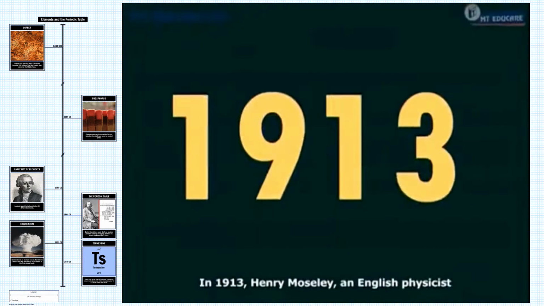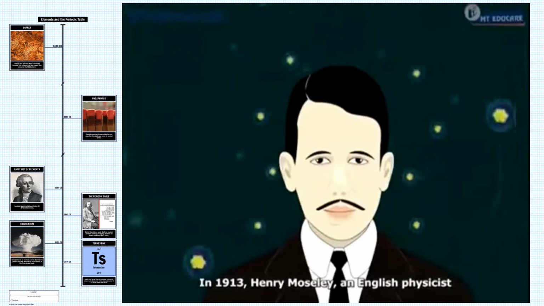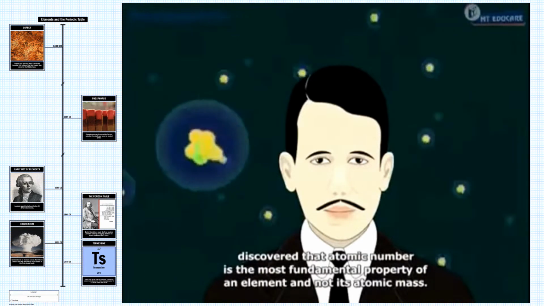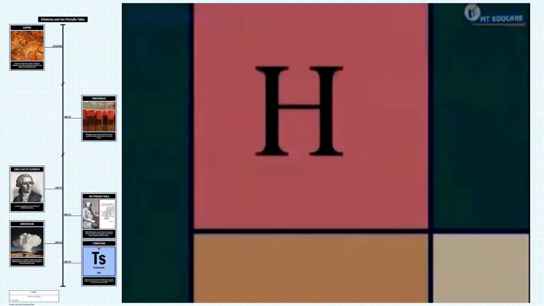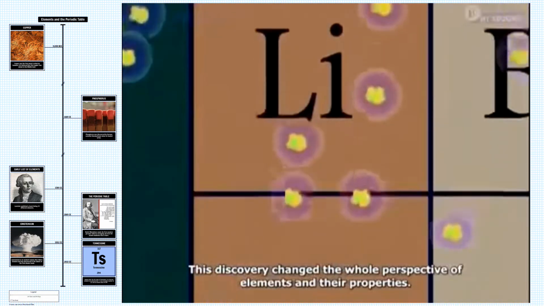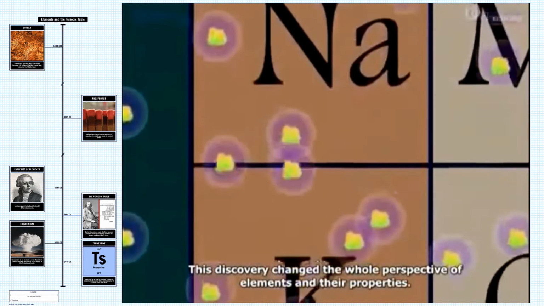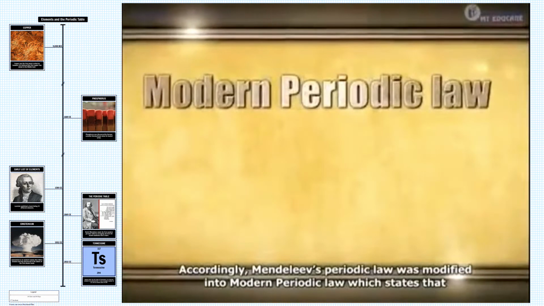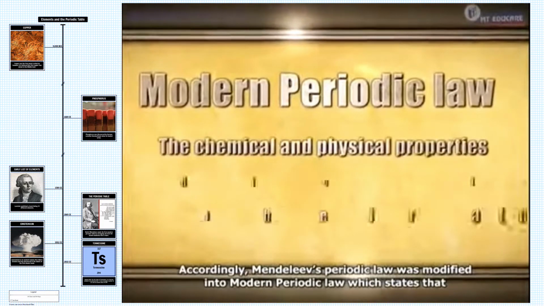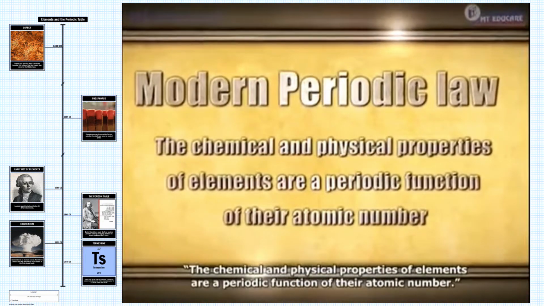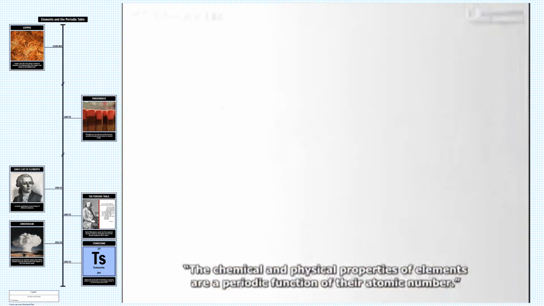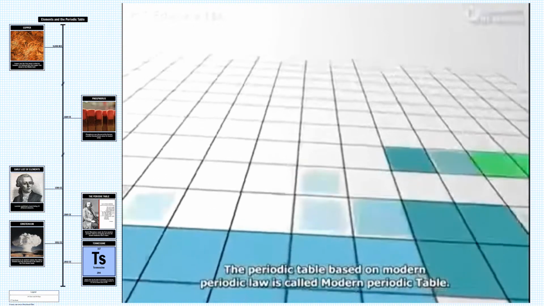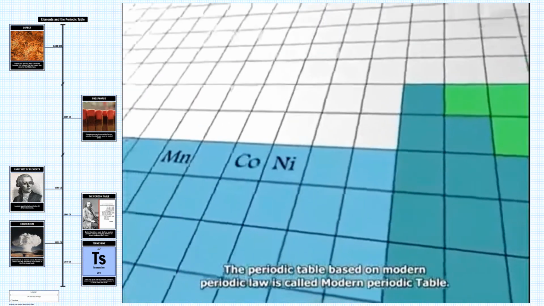In 1913, Henry Moseley, an English physicist, discovered that atomic number is the most fundamental property of an element and not its atomic mass. This discovery changed the whole perspective of elements and their properties. Accordingly, Mendeleev's periodic law was modified into the modern periodic law, which states that the chemical and physical properties of elements are a periodic function of their atomic number. The periodic table based on the modern periodic law is called the Modern Periodic Table.